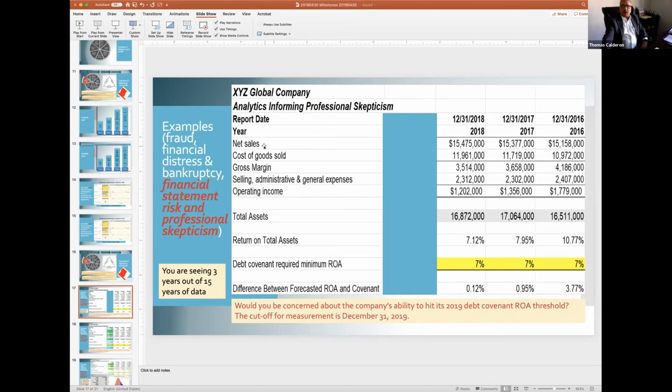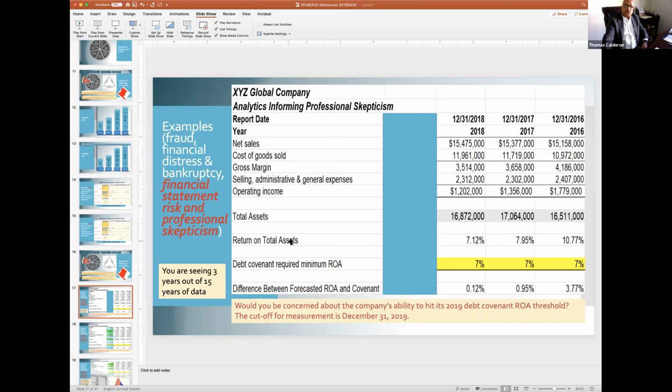And we have a summary income statement: net sales, cost of goods sold, gross margin, selling and administrative expenses, etc. One of the things that you'll observe if you look at the entire 60 quarters is that the company's profits, the company's operating income, is declining, and the company's total assets are not declining as fast, or even declining, in the context of the declines in operating income.